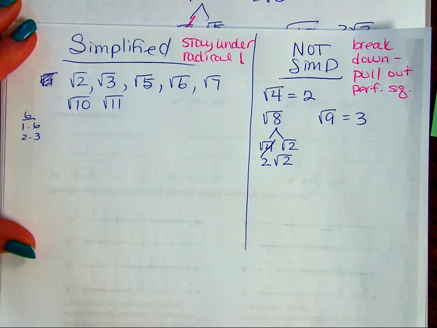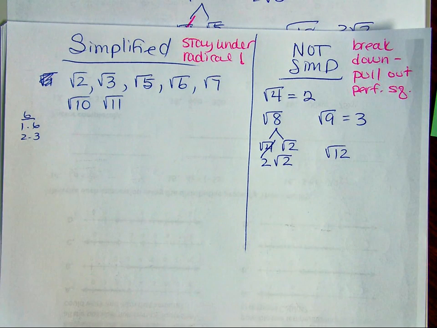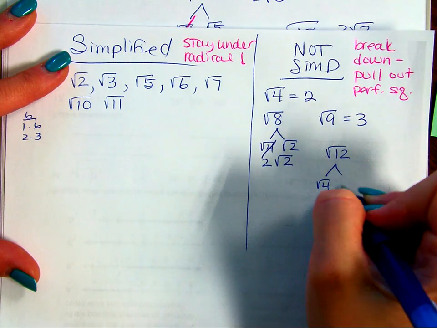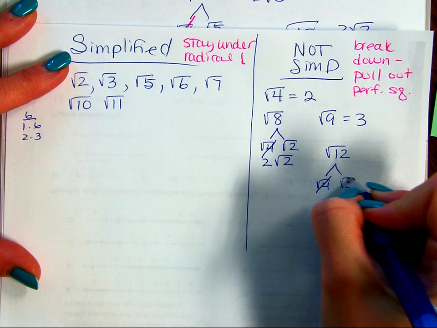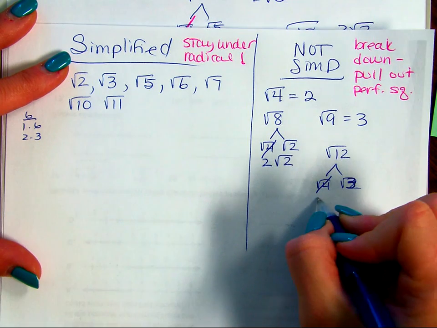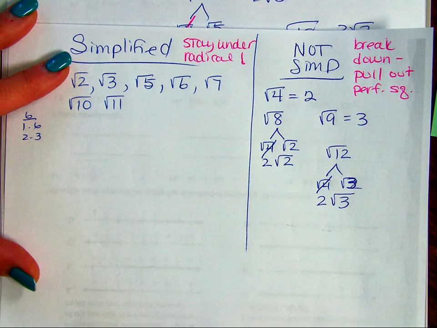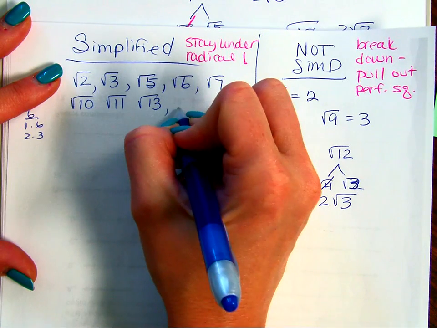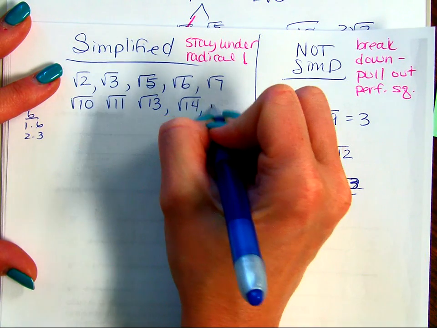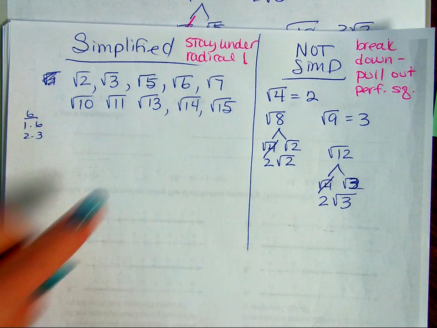Where do you think the square root of 12 goes? On the not simplified side. Because the square root of 12 has a factor that is a perfect square, and it's 4 and 3, right? So this answer is going to be what? Pull the 2 out and you're left with a 3 in the radical. Square root of 13 stays. Square root of 14 stays. Square root of 15 stays.